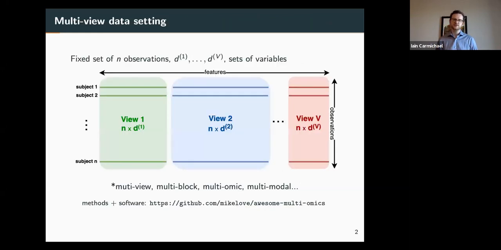So for the rest of this talk, we're going to be working in what some people call the multi-view data setting. That means a fixed set of n observations and multiple sets of variables. For example, we might have two blocks where we have maybe 400 patients, and for each patient we have a set of clinical measurements, height, weight, blood pressure, and we have another block of genomic variables, maybe 10,000 gene expression variables. This setting has a number of synonyms like multi-view, multi-block, etc. And the link I pointed to at the bottom is a GitHub repository from Mike Love, who has a nice list of recent software and methods in this area.